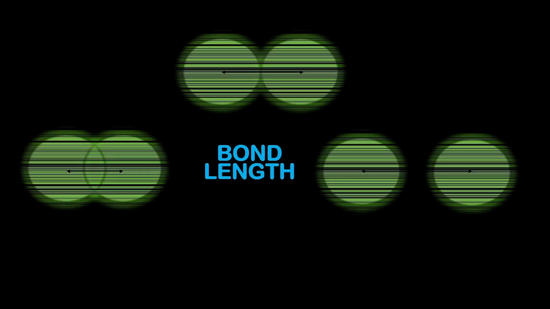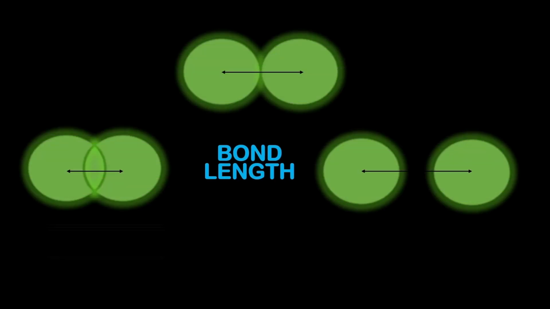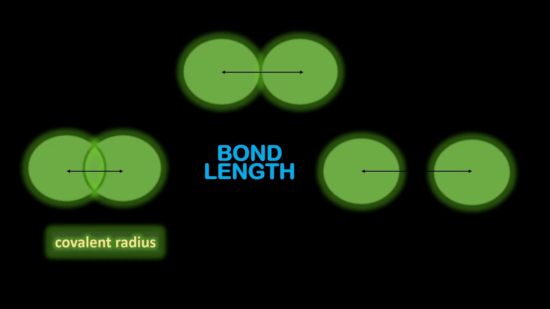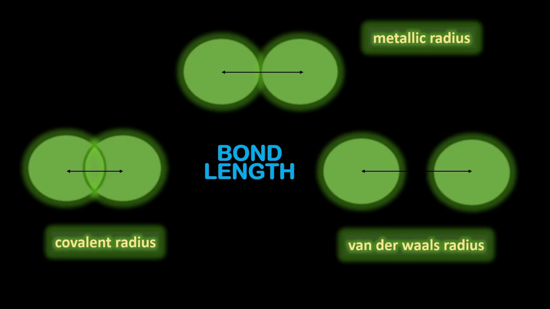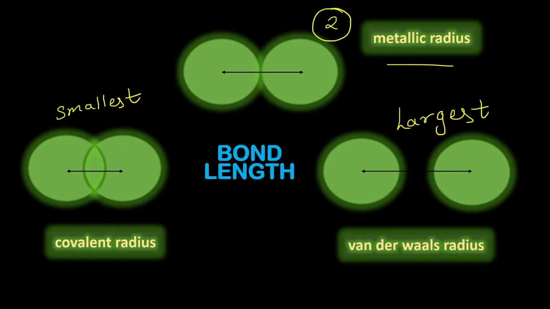So altogether in today's session, we have seen three different types of radius: covalent, metallic, and van der Waals radius. In this case, the covalent radius is found to be the smallest of all, followed by the metallic radius, which is on rank number 2, and van der Waals radius is the largest of all. Moving forward, we are going to look into the next parameter, and that is the bond angle.